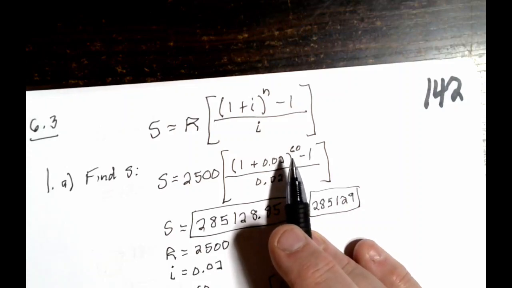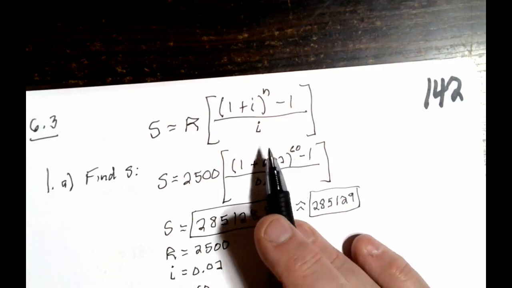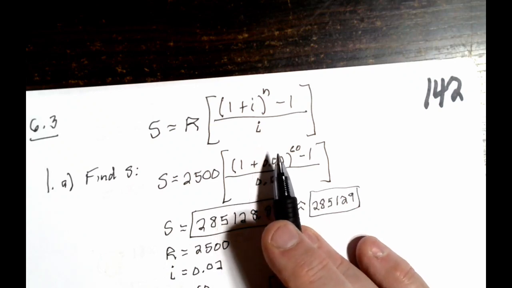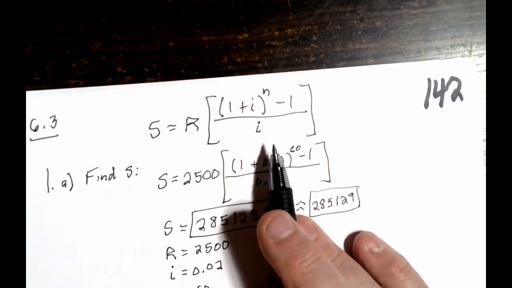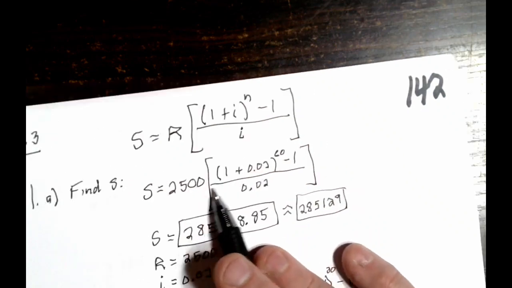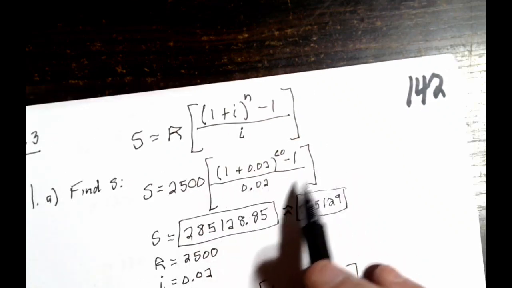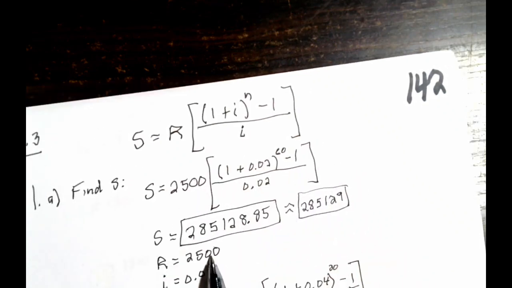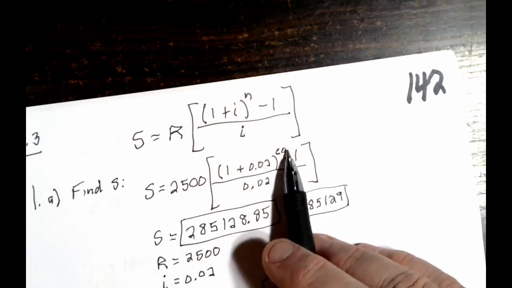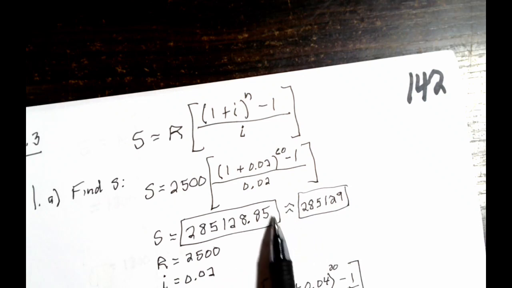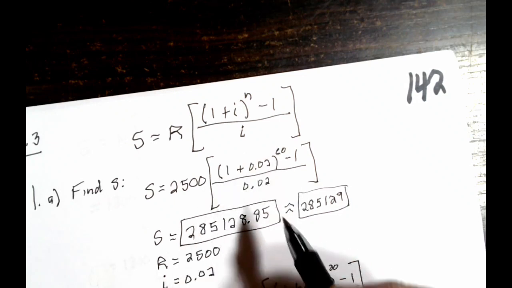6.31a gives you the question of find S, and they give you the formula. Okay, and they plug in all the numbers that you already got here. So you know R is 2500 because that's what they give you. You know I is 0.02. You know N is 60. And you crunch everything down. You want to do it very carefully.